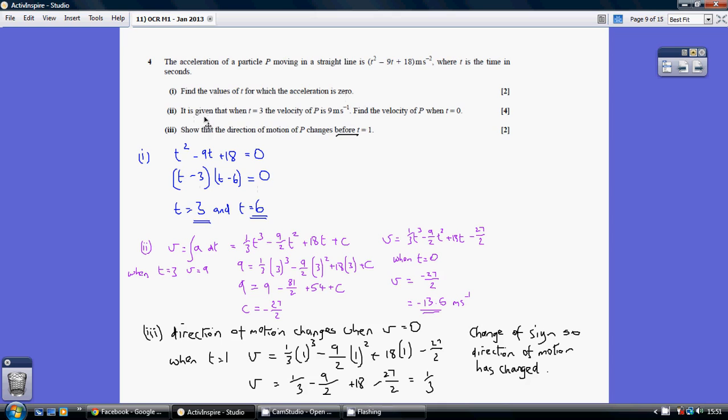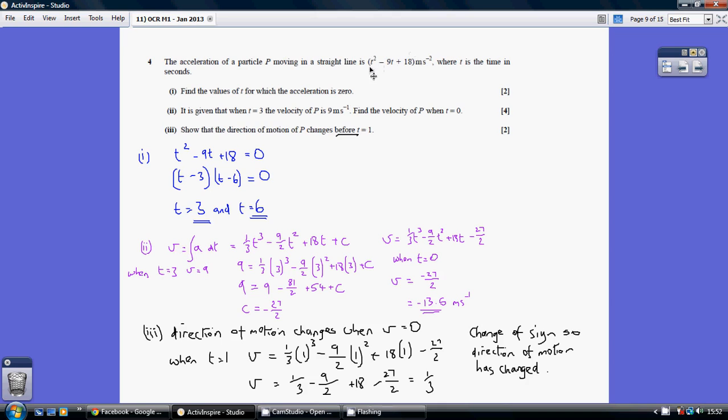Now for part 2, we're told that when t is 3 the velocity is this, and we're being asked to find the velocity when t equals this. So finding velocity, we need an equation for velocity. Well, velocity is the integral of acceleration with respect to t. So we are going to go and integrate this.